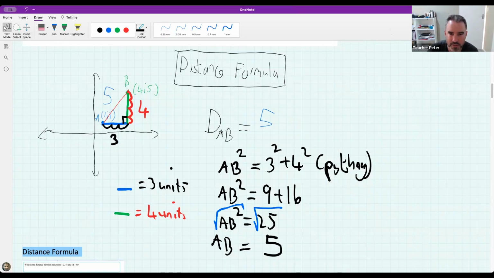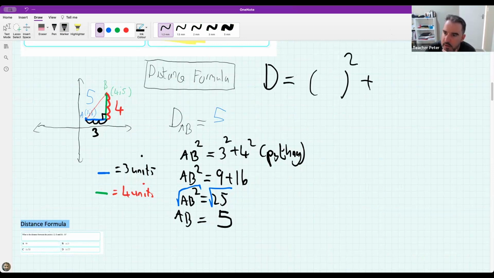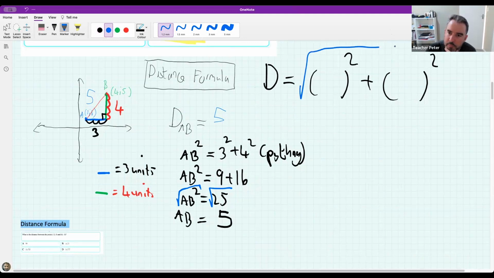But this was a little bit clumsy. So what I'm going to do is show you a formula that you can use that will do this automatically. The way the formula works is the following. Let me get my markers out. D for distance equals something squared plus something squared, square rooted.